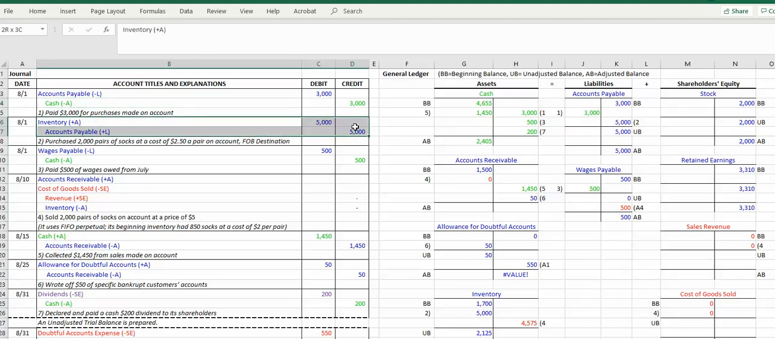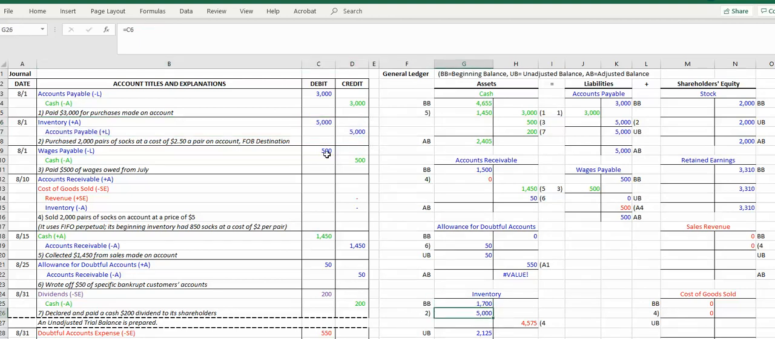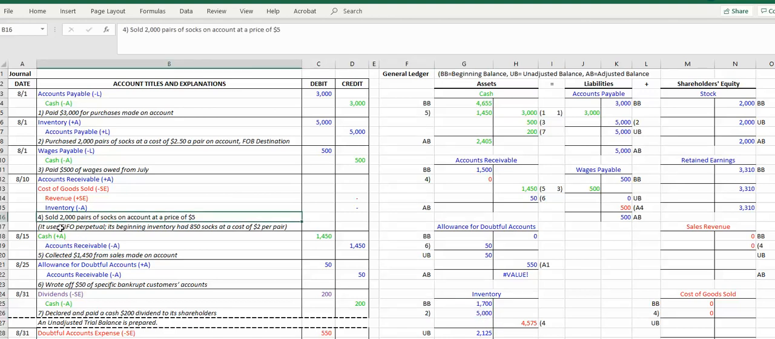Alright, now that we have inventory, I just want to show you we have 1,700 to begin with down here. We just bought 5,000. So these are all the goods we had available to sell, 6,700. Now I want to explain how we record the cost of the sale. We in this example are selling 2,000 socks. They are at a price of 5.